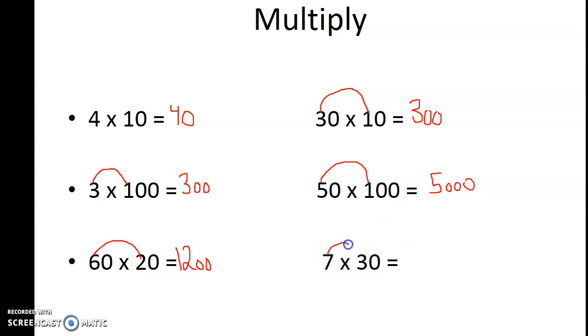Same way, 7 times 3, how much? 21. How many zeros do we have in the factors? We have just one. Place it at the end.